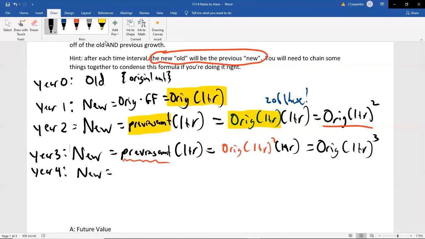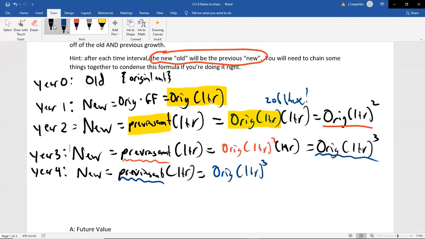The new amount for year 4 should be the previous amount times an extra 1 plus r. We get an extra 1 plus r each year. We get an extra growth factor each year. But this previous amount should be the ending amount from year 3. So in blue, I'll write original times 1 plus r to the third. But we have the extra growth factor, giving us the original times 1 plus r to the fourth. So year 5 ends up being original times 1 plus r to the fifth. Year 6 ends up being original times 1 plus r to the sixth. Year 20 ends up being original times 1 plus r to the 20.